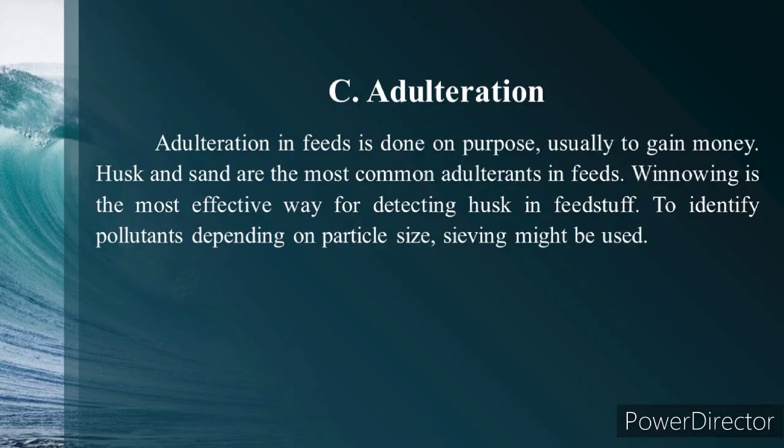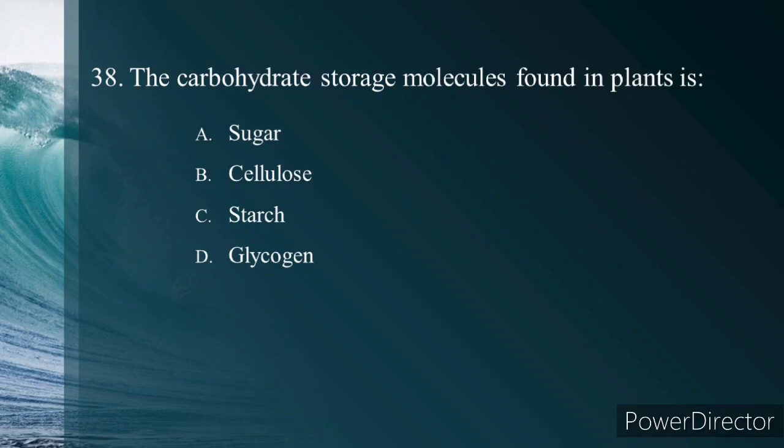Number 38. The carbohydrate storage molecules found in plants is A. Sugar. B. Cellulose. C. Starch. D. Glycogen. The answer is B. Cellulose.